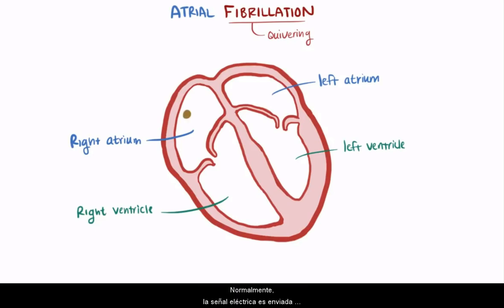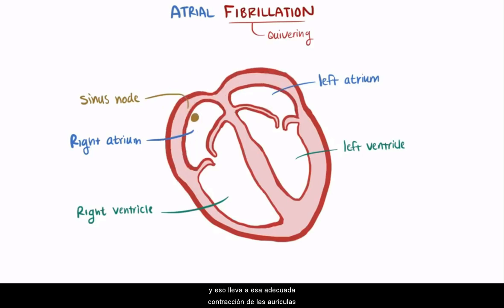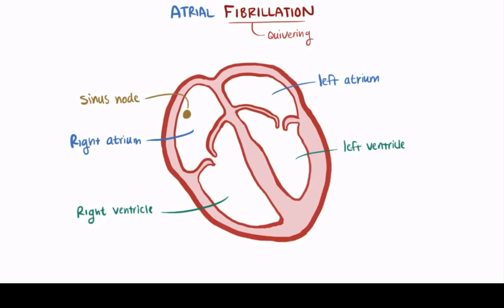Normally, an electrical signal is sent out from the sinus node in the right atrium. It then propagates out through both atria super fast, which allows them to all depolarize at about the same time, and you end up with this nice coordinated contraction of the atria. That signal then moves down to the ventricles and causes them to contract shortly after.